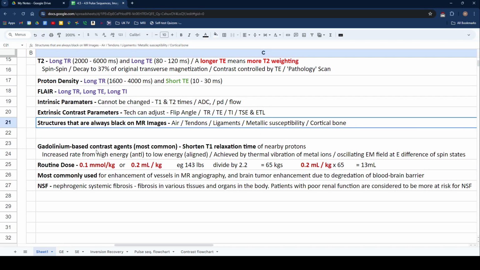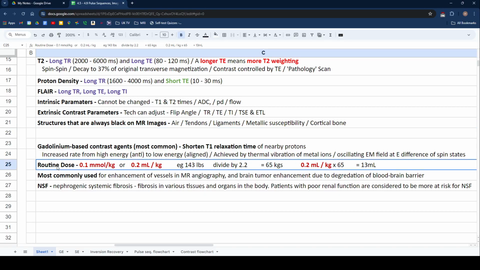So GAD contrasts are the most common, and they shorten your T1 relaxation time of nearby protons. They increase the rate from the high energy anti to the low energy aligned, anti-parallel to parallel, achieved by the thermal vibration of metal ions, oscillating EM field at the energy difference of the spin states.